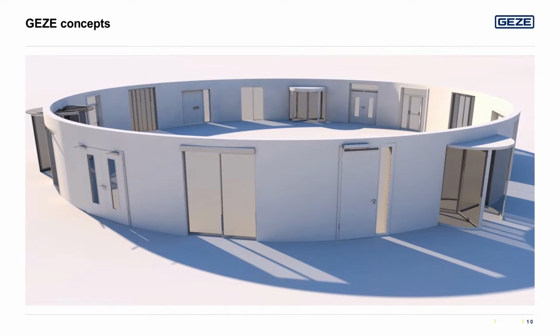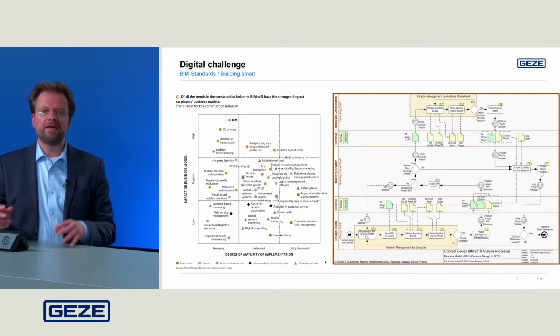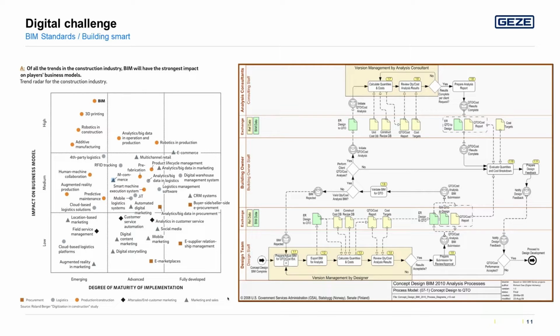But it's not just creating nice pictures, it's thinking about the whole process. On the left side here we can see how people think about the importance of BIM. And as you can see, BIM is on top. And on the right side you see a swim lane diagram. It may look complicated, but it isn't.